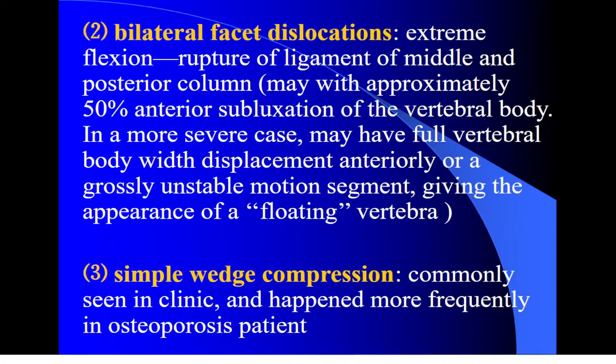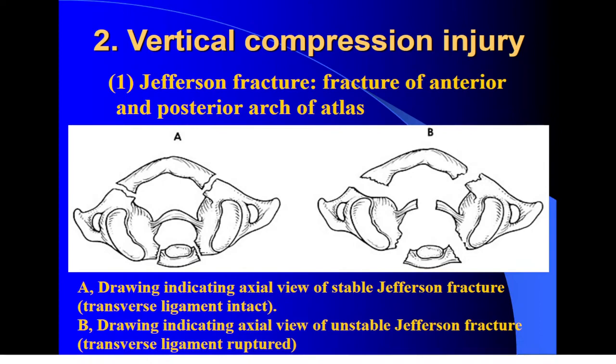So for the C1 vertebra, which we call the atlas, we have a separate classification. As you can see on that slide, the fracture of the C1 we call Jefferson fracture. It is a fracture of the anterior and posterior arc of the atlas. Here you can see the anterior, and here you can see the posterior arc. So if both arcs are damaged, we call it Jefferson fracture.